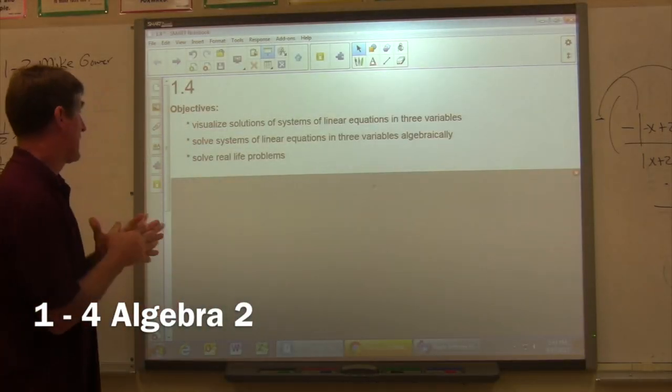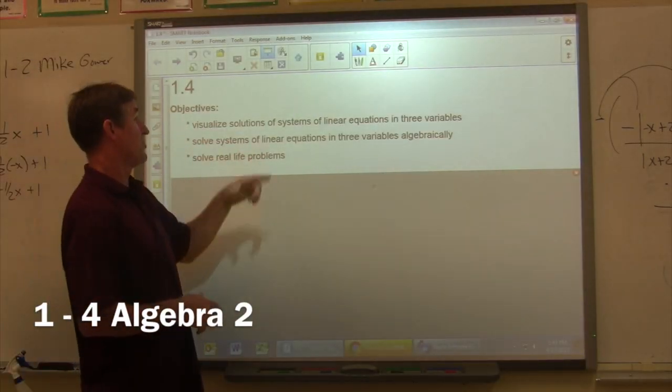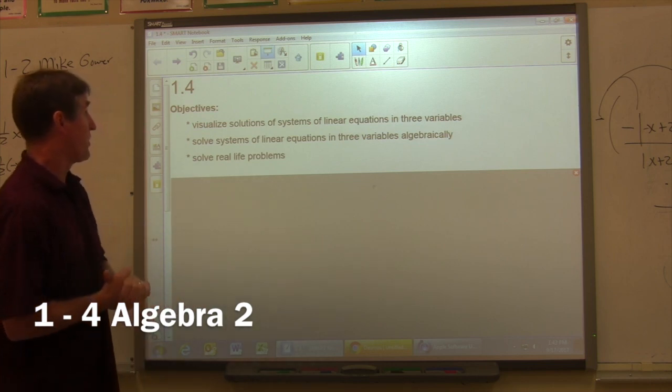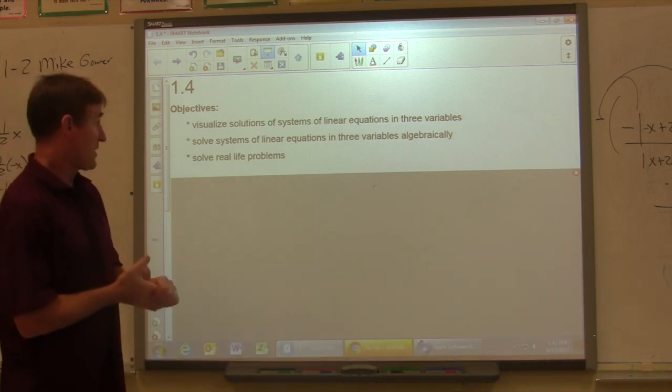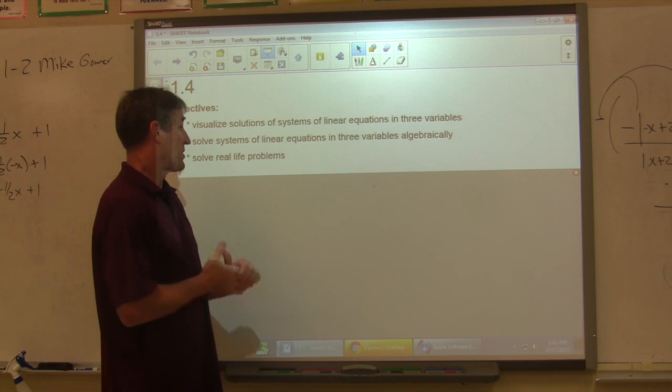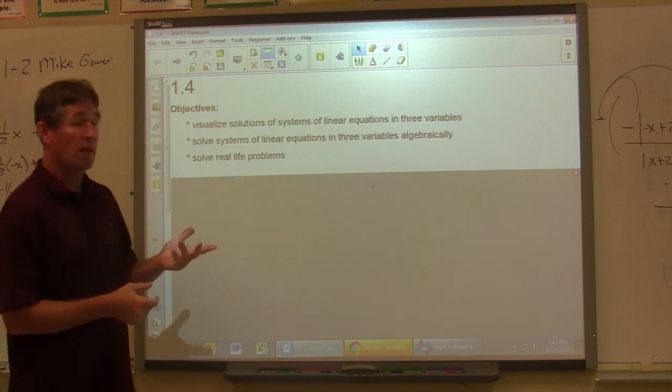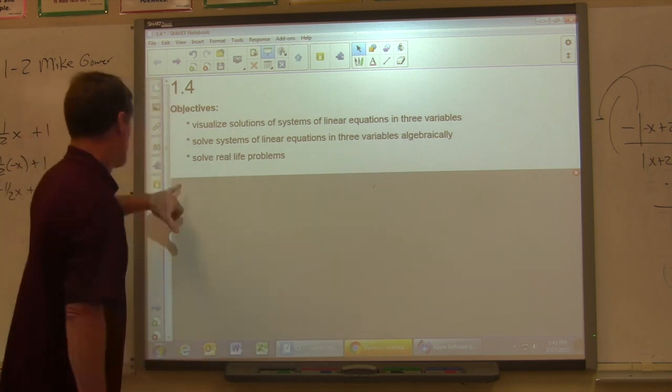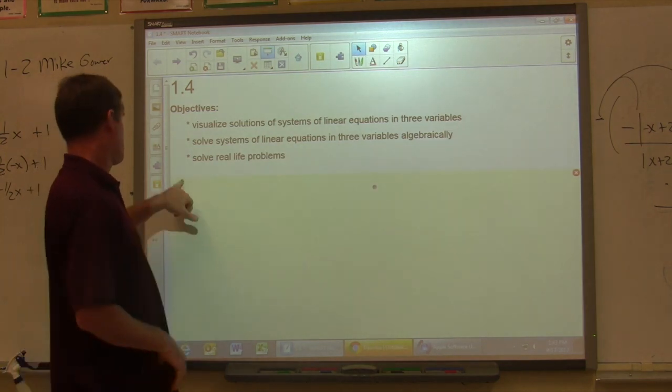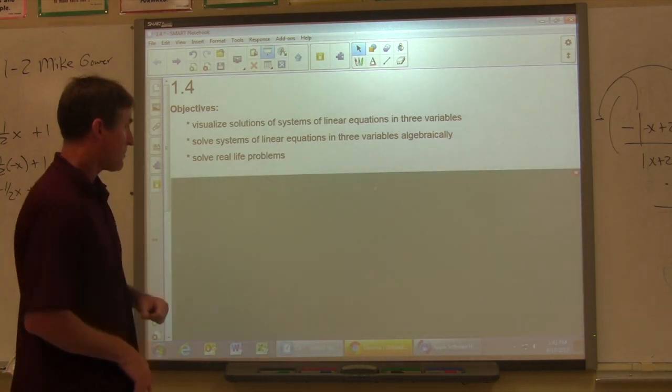1.4. Our objectives for today are to visualize solutions of systems of linear equations in 3 variables, solve systems of linear equations in 3 variables algebraically, and then solve real-life problems, so story problems. So, you've solved systems of equations before.